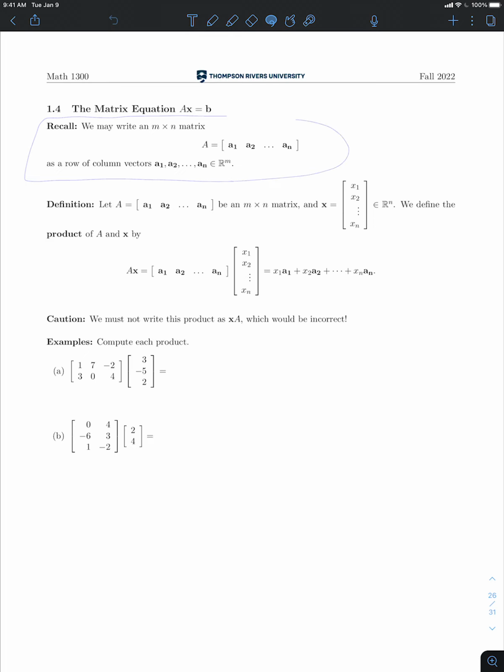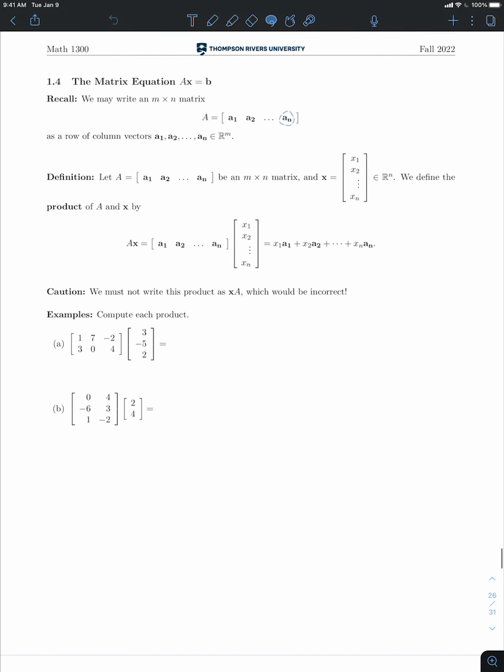If you have a matrix, you can always partition it into columns and write it as just a single row of columns. So if I have an m by n matrix, then I can just write it as a single row, A1, A2, all the way up to AN, where each of these A's actually represent the columns of the original matrix A. Okay, so with that in mind, we can get to the following definition where we actually talk about a product. So let's take a look here.